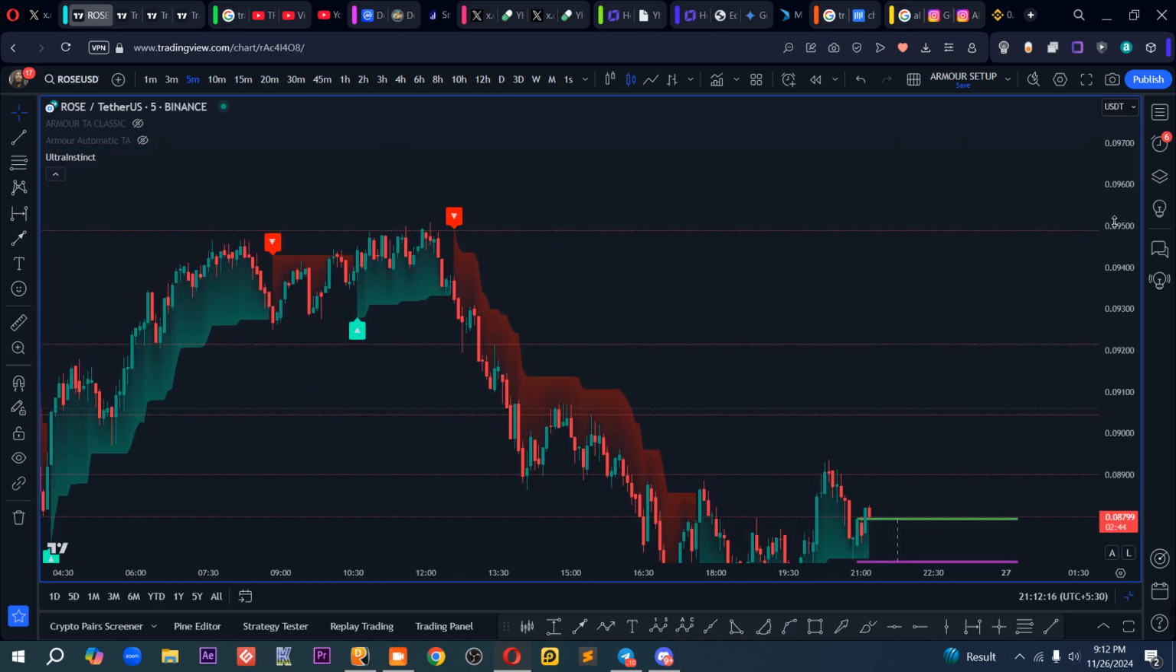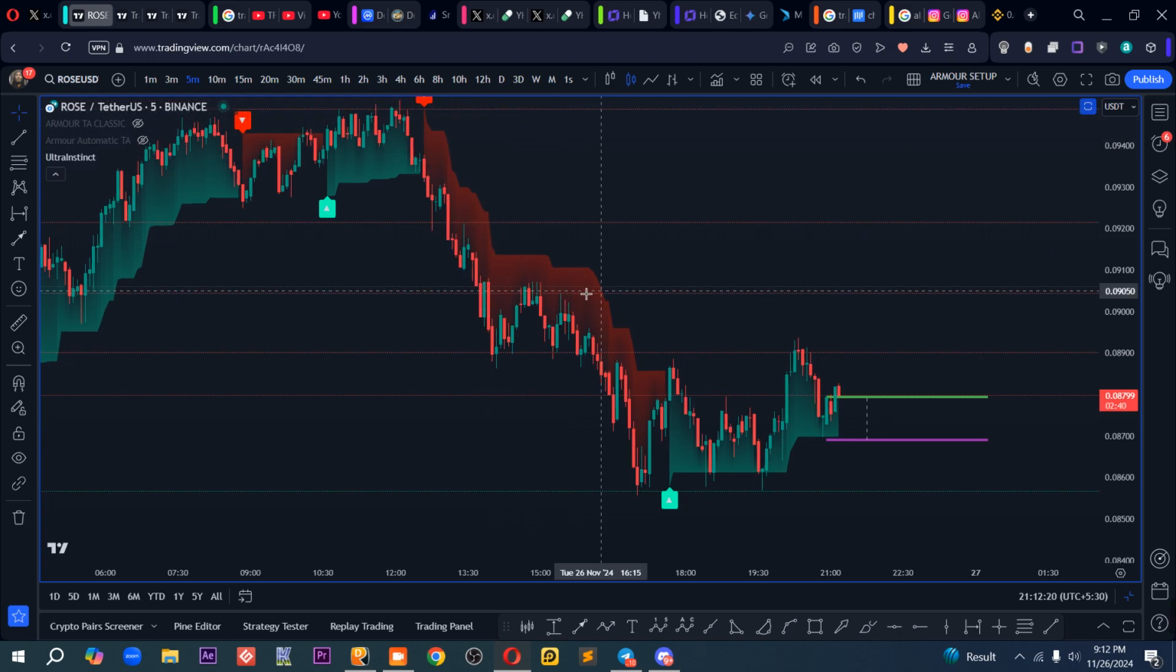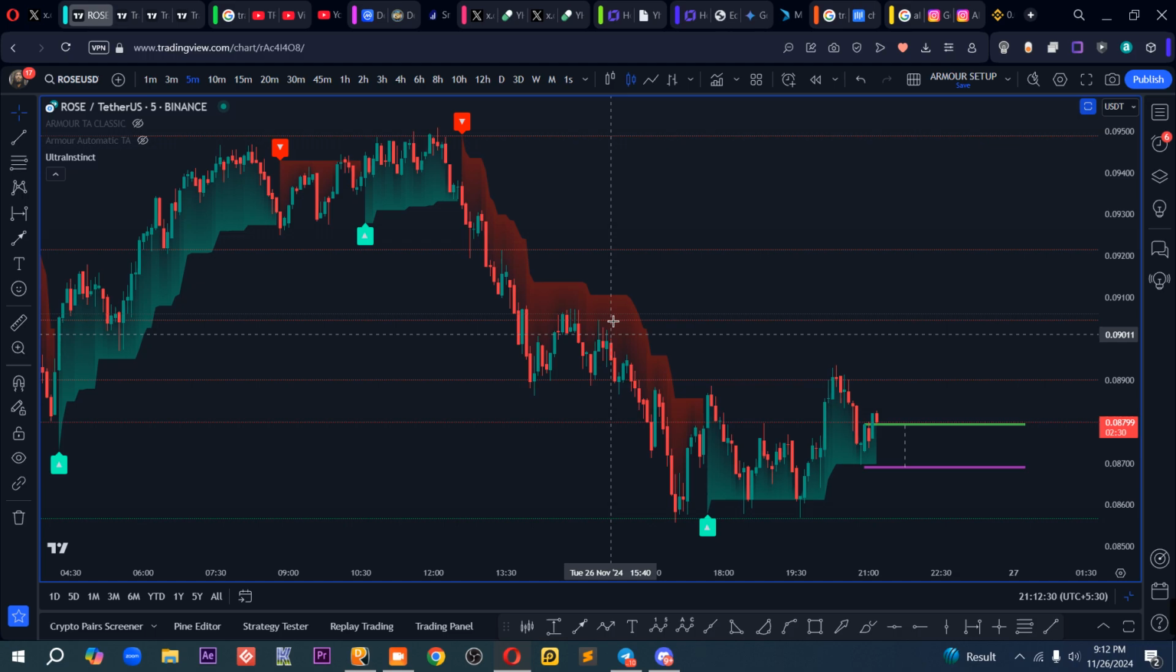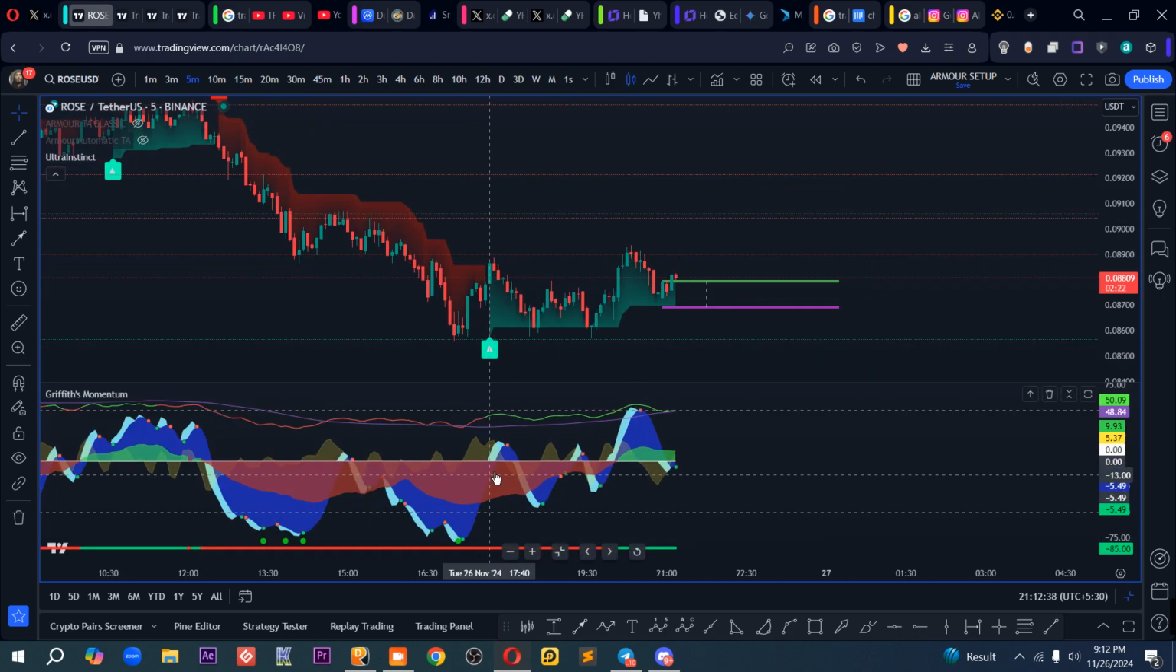So you can see these lines here. These are called support resistance lines. So whenever a support breaks, price goes to the next support, breaks, goes to the next support, breaks, goes to the next support. Okay, and then yesterday's support becomes tomorrow's resistance right here. Okay, so that's how it works.